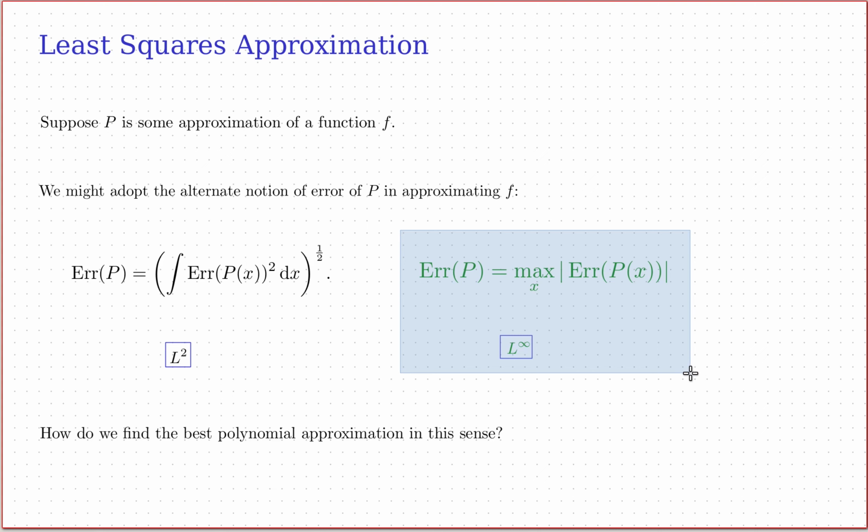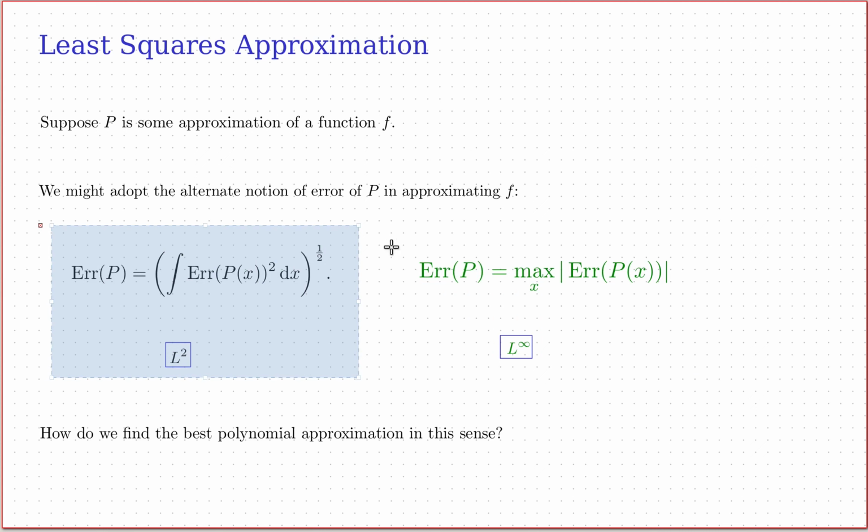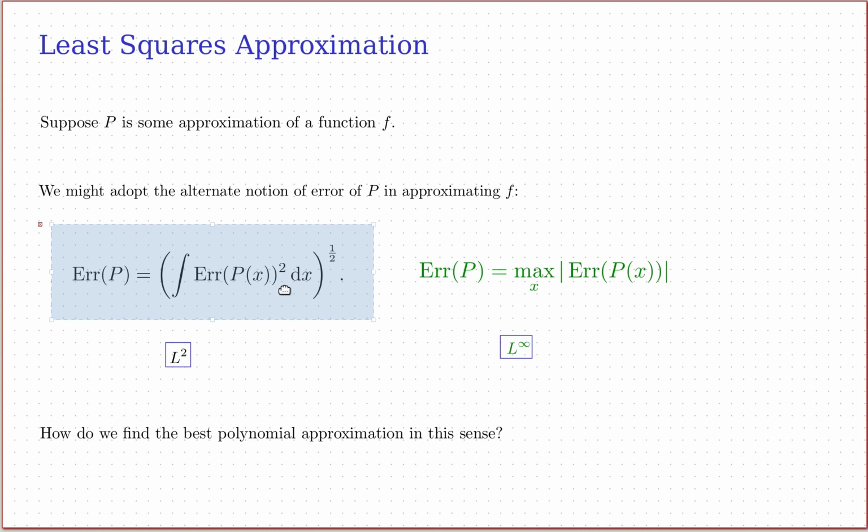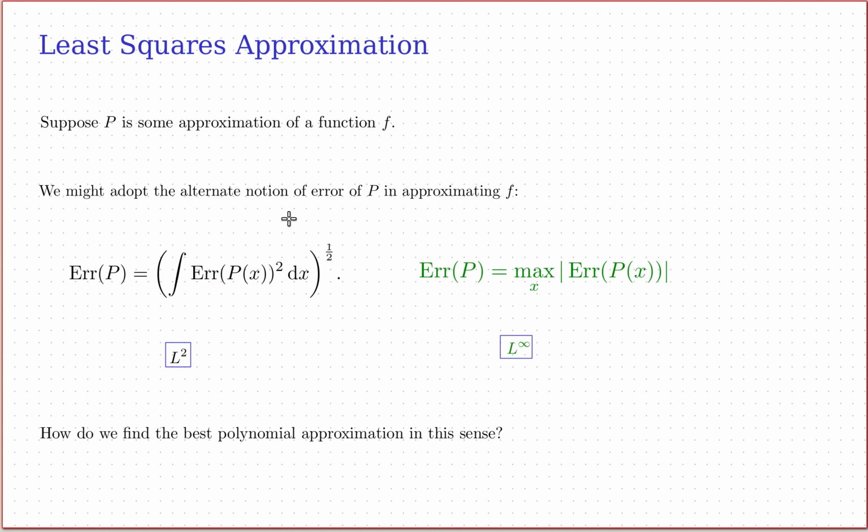So for any x, we look at the maximum error of p of x. And that's what we've been using up till now. So in this lecture, we're going to focus on a slightly different notion. The idea is, instead of looking at the maximum error, it's more like the average error or the total error.